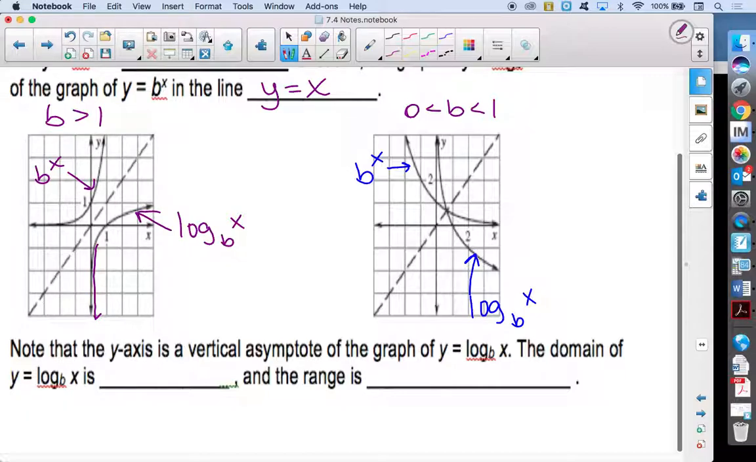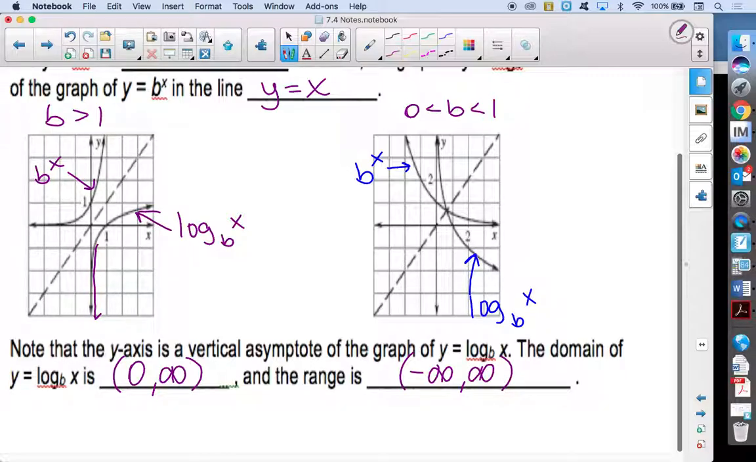The domain of the log function. So if you look at this log graph here, what does it look like the domain of that function is? Think from left to right. What does it look like the domain would be? David? 0 to infinity. David, what does it look like the range is going from the bottom to the top? Negative infinity to positive infinity.